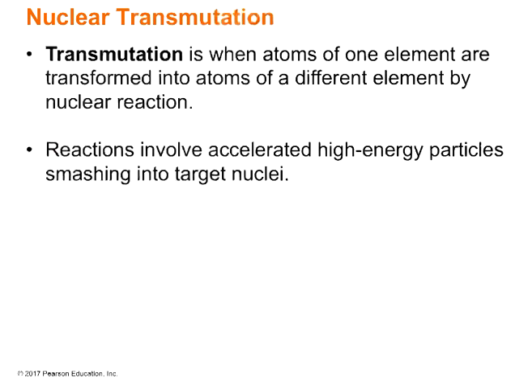So that leads us into something called nuclear transmutation. Transmutation is when atoms of one element are transformed into atoms of a different element by a nuclear reaction. Now, in transmutation, reactions involve accelerated high-energy particles smashing into target nuclei. So typically for this type of reaction, we would use a proton, and then we would smash it into a source of atoms of some sort and try to create new atoms, new elements.